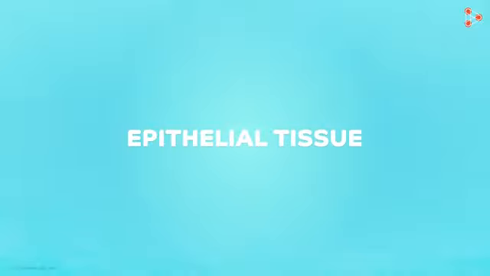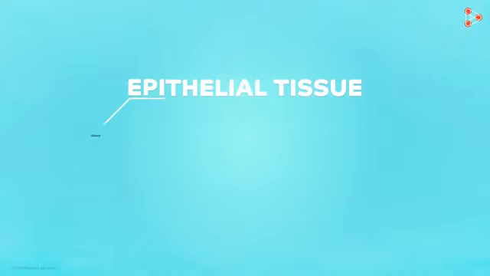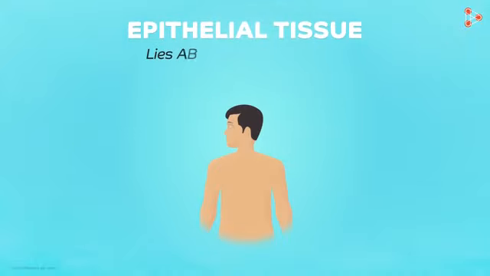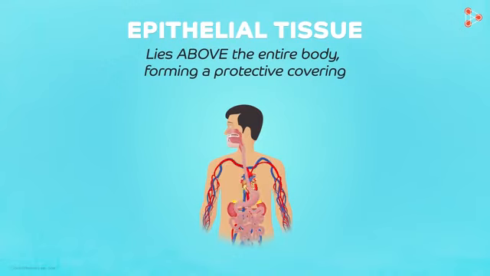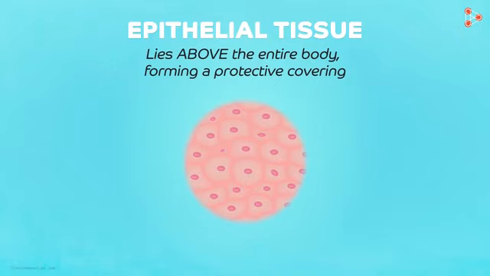As the name says, epi is above, thus epithelial tissue is the one which lies above the entire body, forming a protective covering. Along with covering the body, it also forms a barrier between the various organs, separating them. Now the structure of the epithelial tissue is quite evident from its function. Yes, since it has to perform as a protective layer, it cannot afford to have spaces between the cells. Hence, we find the epithelial tissue to have tightly packed cells forming continuous sheets.